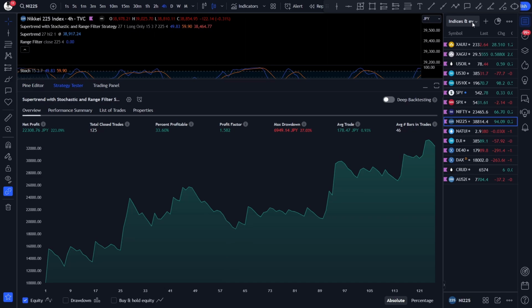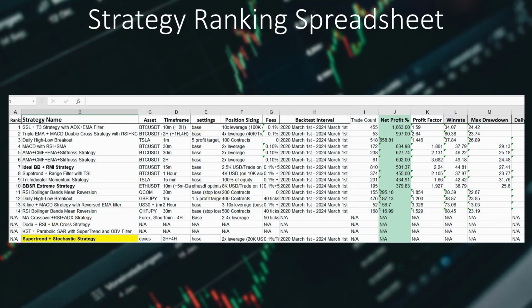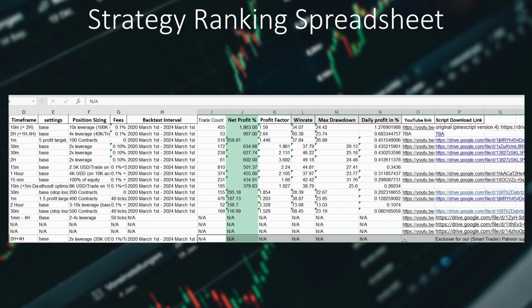Finally, let's take a look at the strategy ranking spreadsheet. As with this strategy, I couldn't decide on one single asset as there was a low trade count problem. I did not give it a ranking, but you can find the info right here at the bottom. I put here that it works well on stocks and indexes. It's best on the 2-hour and 4-hour charts. My position sizing, my fee rate, and the backtesting time interval are not relevant here. Here I will put the YouTube link of this video, so you can find it in the spreadsheet easily.